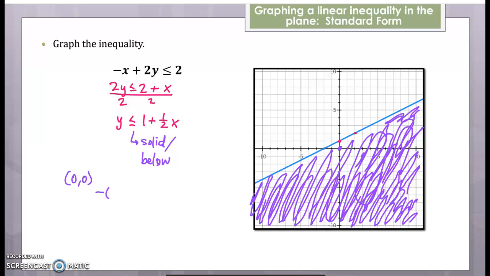So, is negative 0 plus 2 times 0 less than or equal to 2? Well, this comes out to be 0 plus 0, which is 0. Less than or equal to 2? Check. Yes. So, 0, 0 was a solution. It worked for my inequality, so I know I shaded my area correctly. And that's how you graph inequalities that are in standard form.